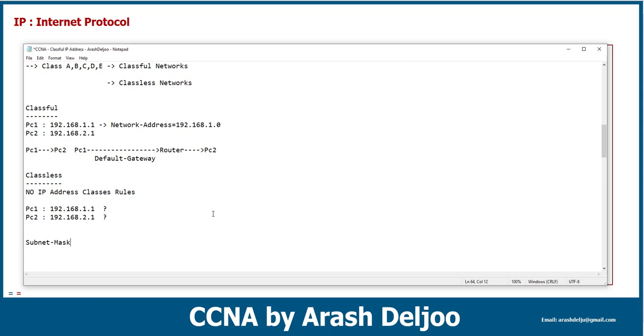What is the function of the subnet mask? The function of the subnet mask is identifying the network part and also the host part. Maybe this is one of the easiest definitions we can give to the subnet mask. With the subnet mask we can find the network part of an IP address and also the host part. Before the subnet mask, we used the IP address classes rules for identifying the network part and the host part of an IP address. Now we are using the subnet mask. But how? Let me talk about that.